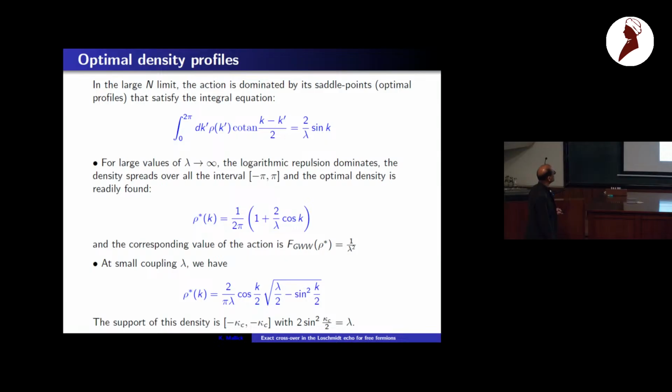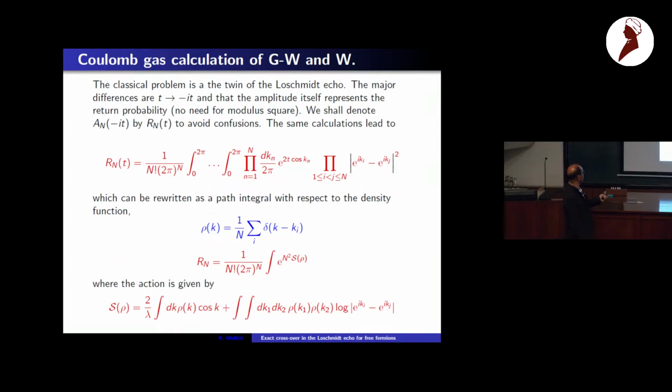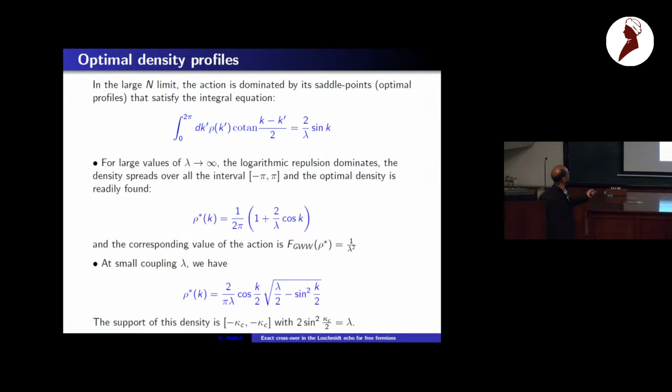Okay? So if you do that and just compute the variation of the action, you will see that rho of k in this large n limit has to satisfy this integral equation. There should be here a Cauchy principal value. And this kind of equation has been studied a lot, for example, in hydrodynamics already at the beginning of the 20th century.